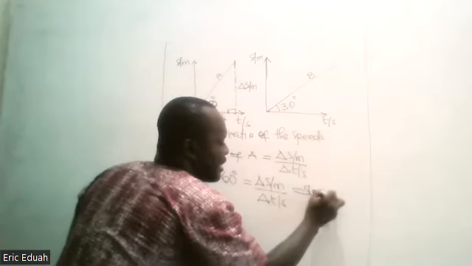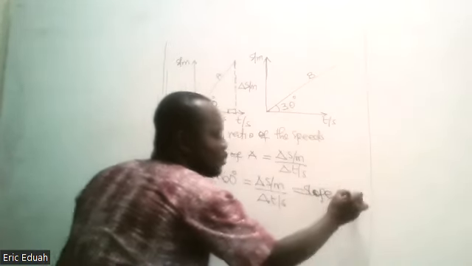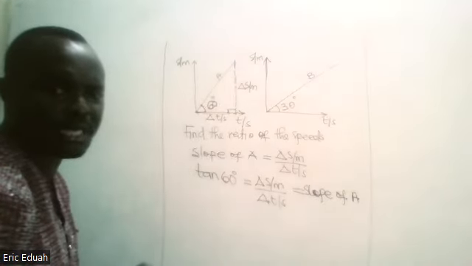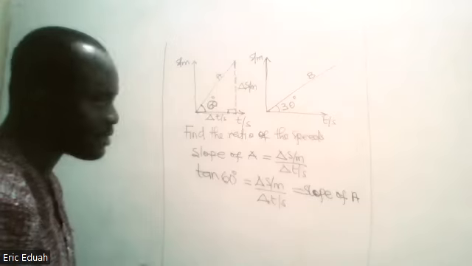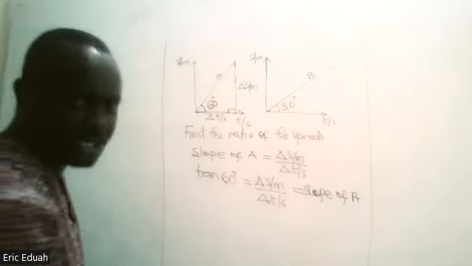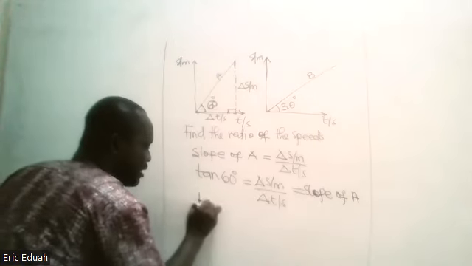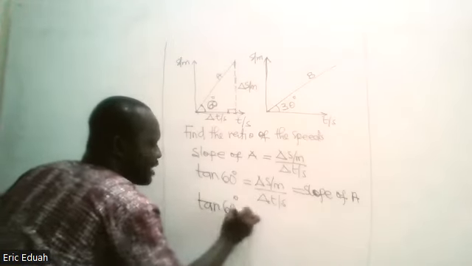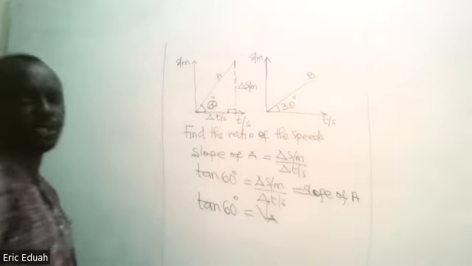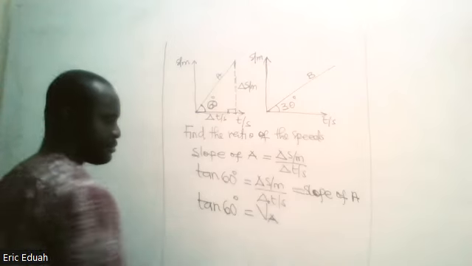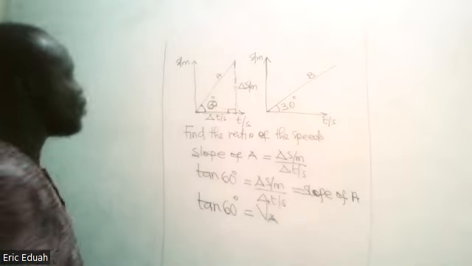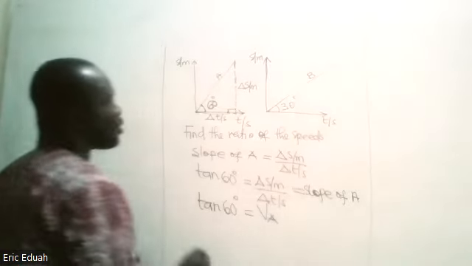And what does the slope of A represent? The velocity of A. Good. So tan 60 degrees would therefore be equal to the velocity of A, or the speed of A. So that's the trick. Let's also find the slope of B.